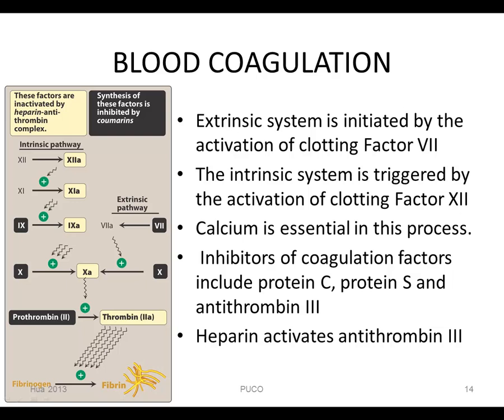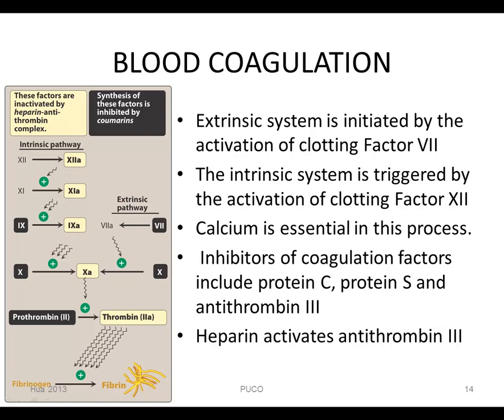The intrinsic system is triggered by activation of clotting factor 12 following its contact in vitro with glass or highly charged surfaces. In vivo, this pathway may be initiated by factor 12 contact with charged cell surfaces containing phospholipids.